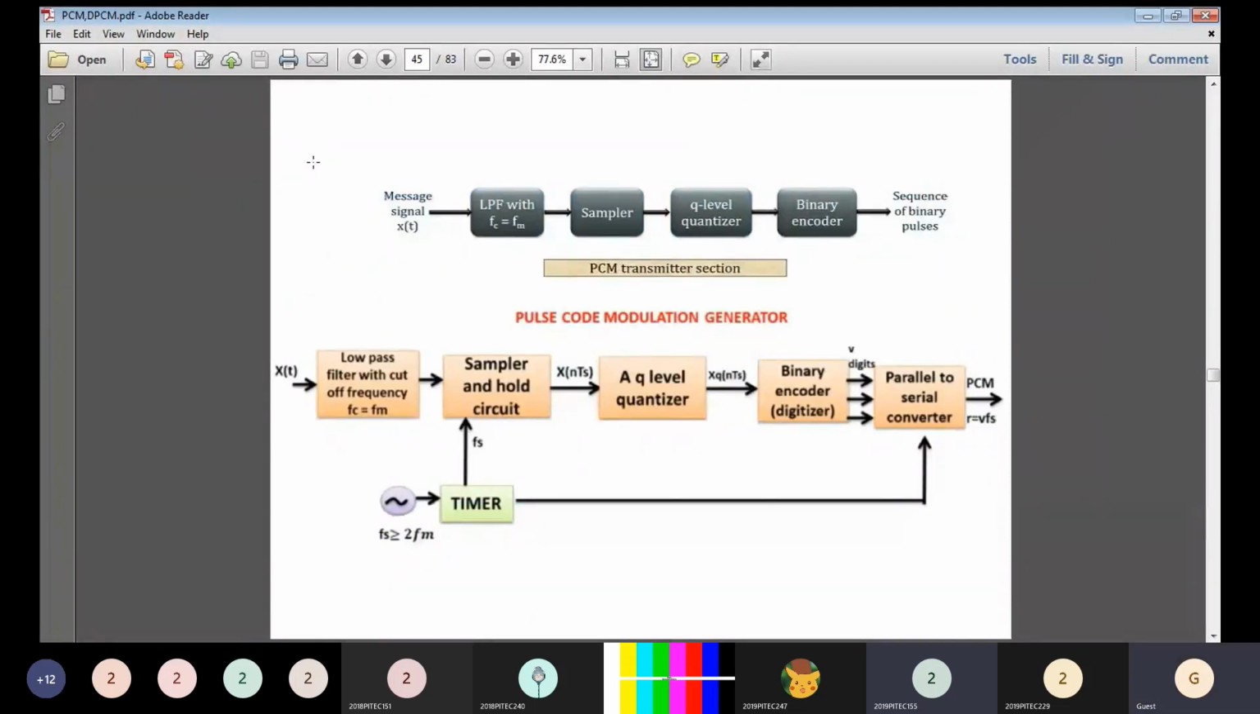So, as I told earlier, we'll have the transmitter section. In that, we'll have four important blocks. The first is the low pass filter, the second is the sampler, the third is the quantizer, and the fourth is the binary encoder. First, we are passing our message signal x of t to a low pass filter.